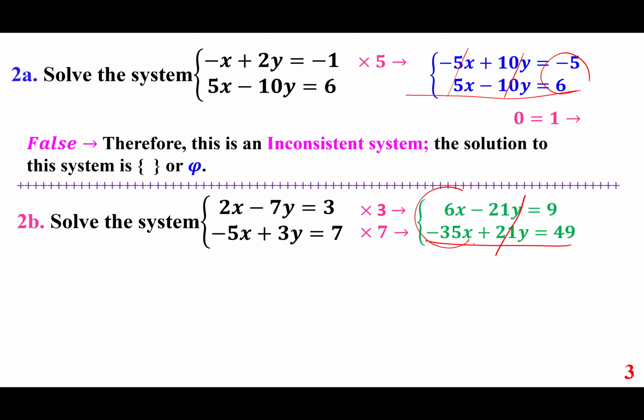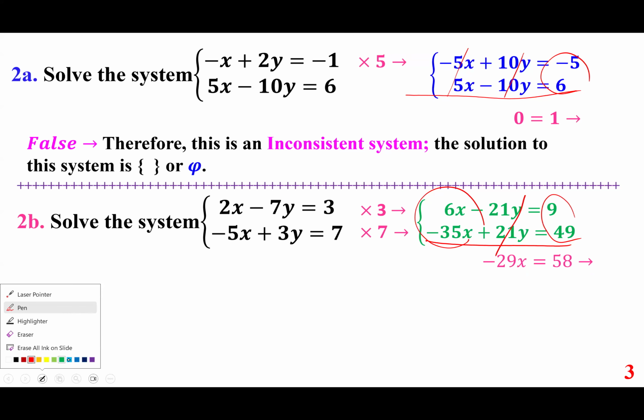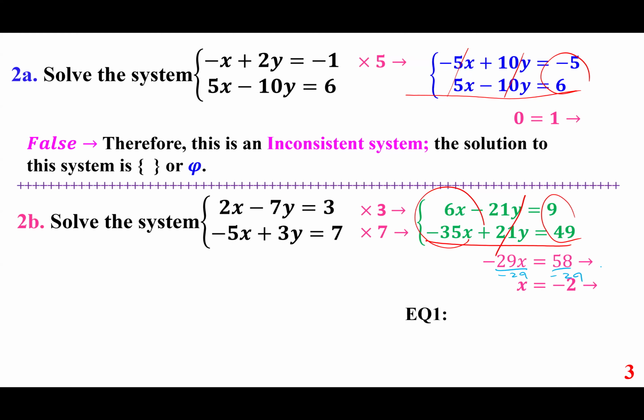And these two cancel. These two add up to negative 29x equals 58. Divided by negative 29, x becomes negative 2. You can go to one of the original equations, for example, equation 1, and plug in x equals minus 2. And you get minus 7y equals 7, which means y equals negative 1.